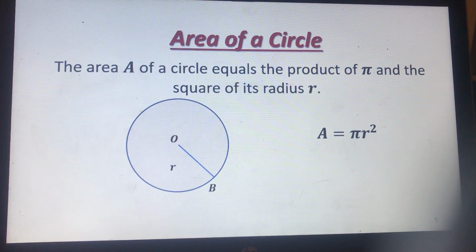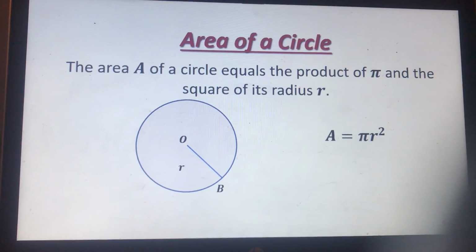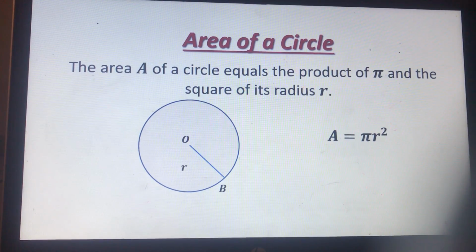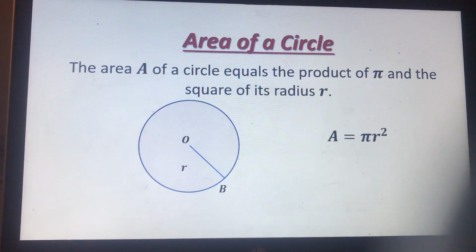Good morning. So today we'll continue with Unit 6, Lesson 8, which is based on the area of a circle, area of a sector, and the area of a segment within a sector of a circle. Today specifically we'll talk about the area of a circle, which we've discussed sometime in the past.